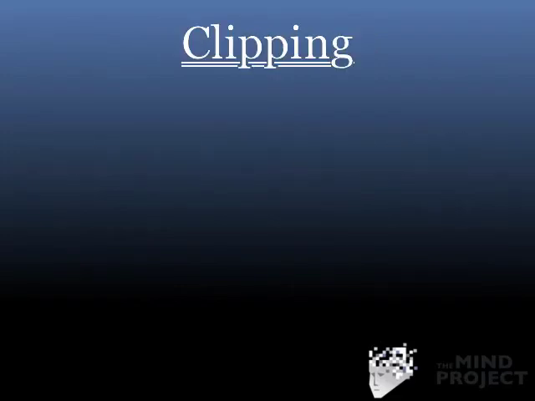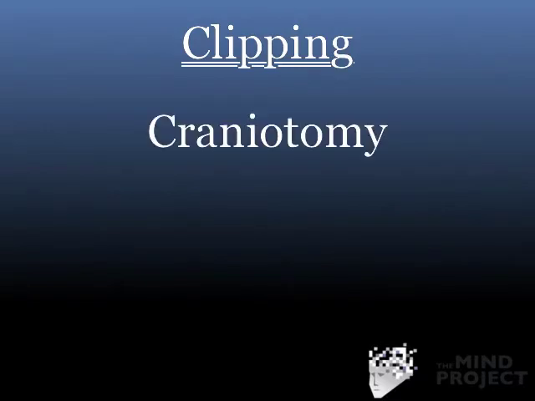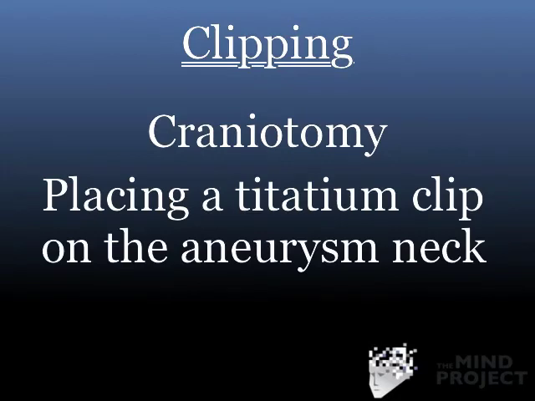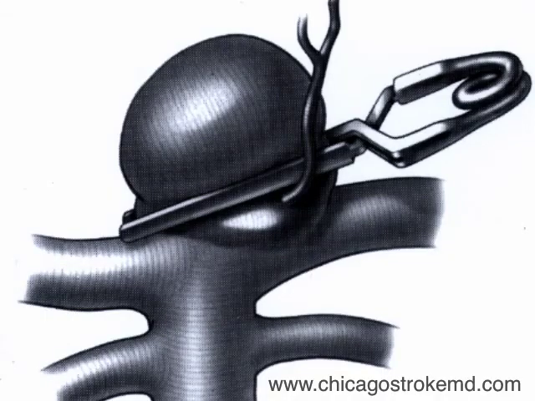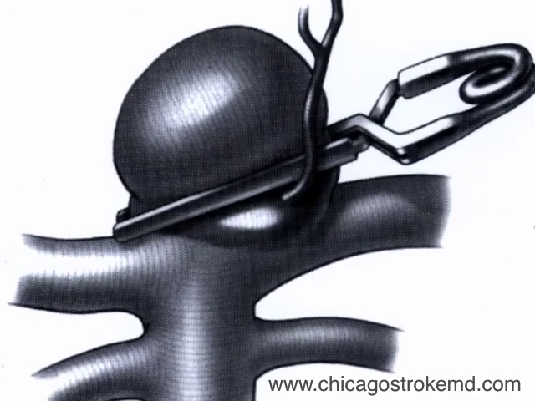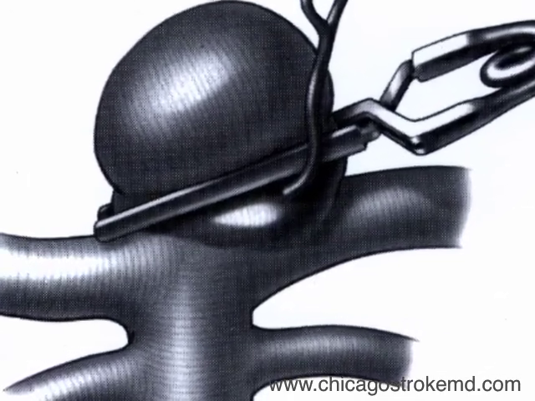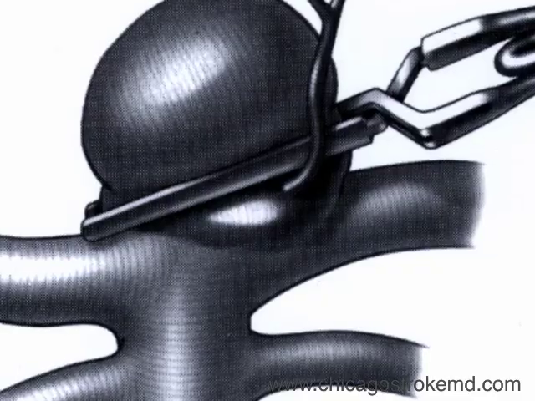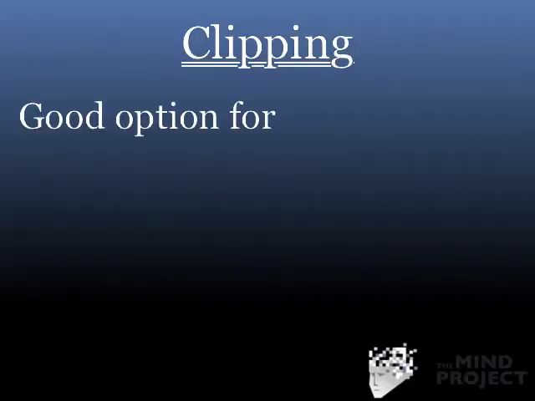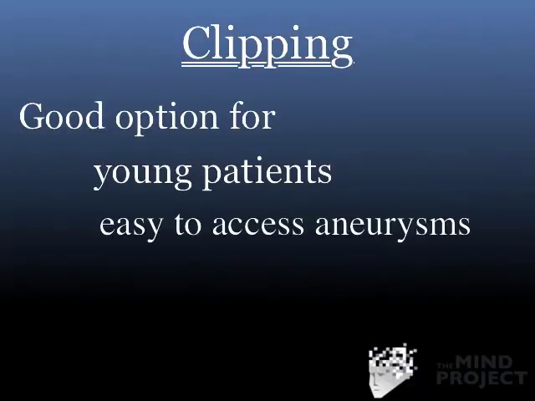If you choose to perform a clipping surgery, this includes a craniotomy, which means surgically drilling and cutting a window into the skull in order to gain access to the aneurysm. You will then physically move brain tissue out of the way in order to locate the affected vessel. Then you will use a small titanium clip, which looks like a clothespin, to pinch off the aneurysm to prevent the ballooned area from bursting. Clipping works best on young patients if the aneurysm is easy to access, and clipping is permanent.